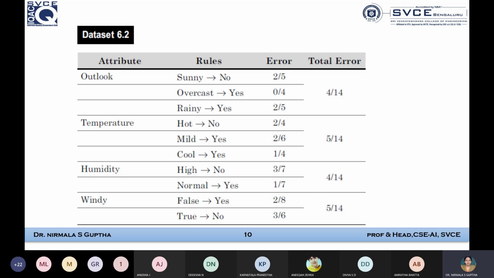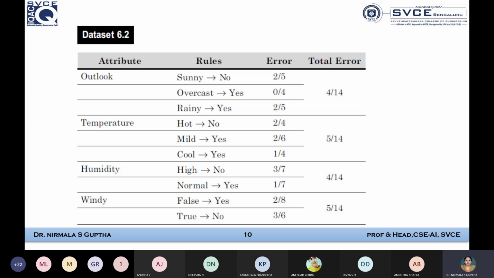Right? So there is a tie, and the tie can be broken in favor of outlook, not humidity. So the tie is broken in favor of outlook, and the decision tree will use outlook as the first node. Please understand, from yesterday we have been talking about determining the root node of the decision tree. Now we are concluding what our decision tree root node is.